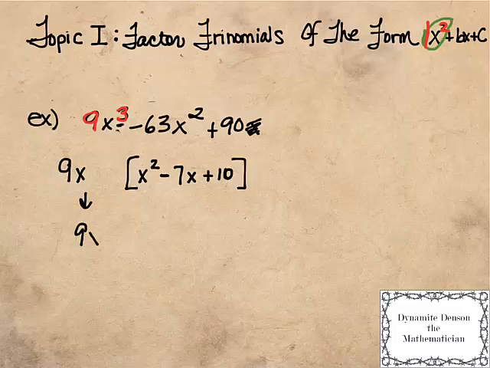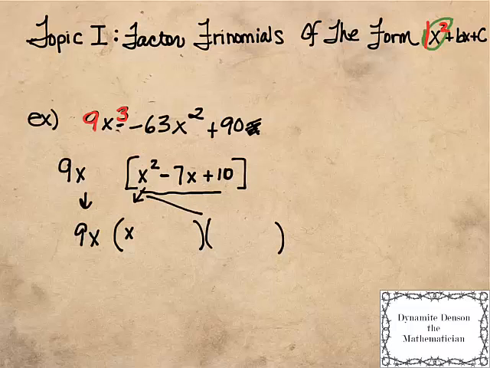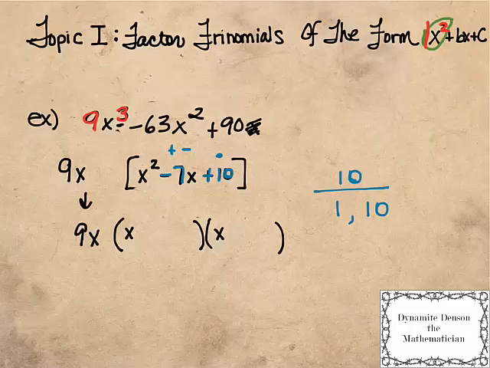Bring down the 9x, draw your two sets of parentheses, and only worry about what's inside the braces. The x squared gets broken up, and now we need to list numbers that multiply to positive 10 and either add or subtract to make a negative 7. 1 times 10 is 10, and 2 times 5 is 10.